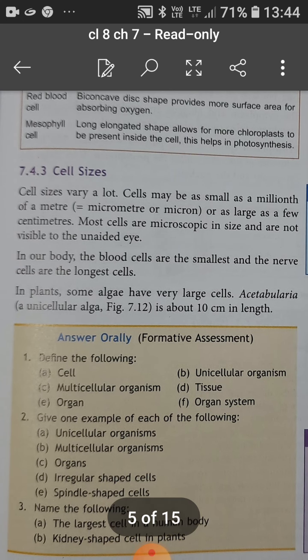Next paragraph. In plants, some algae have very large cells. Acetabularia, a unicellular alga, is about 10 centimeter in length.